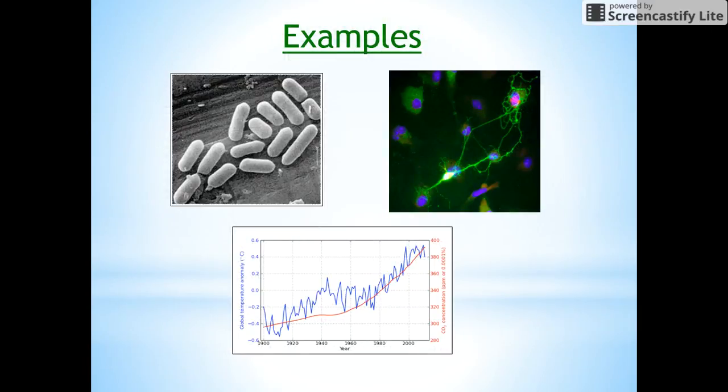Let's take a look at some examples. Number 1, many diseases are caused by harmful organisms. Here, a nerve impulse is sent when a brain cell receives electrochemical signals. Do increasing carbon dioxide levels in the atmosphere cause temperatures to rise?